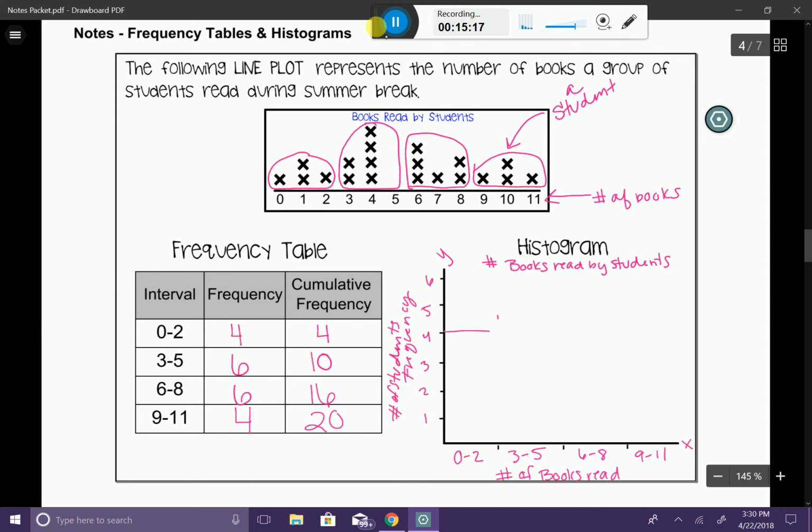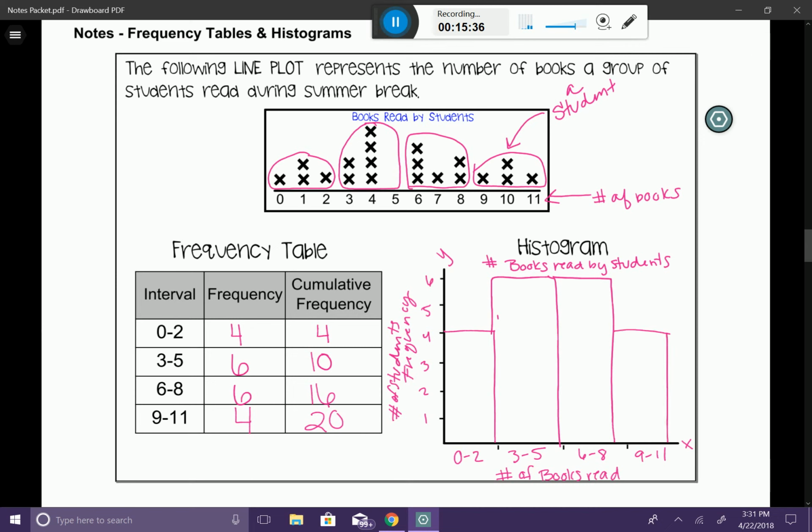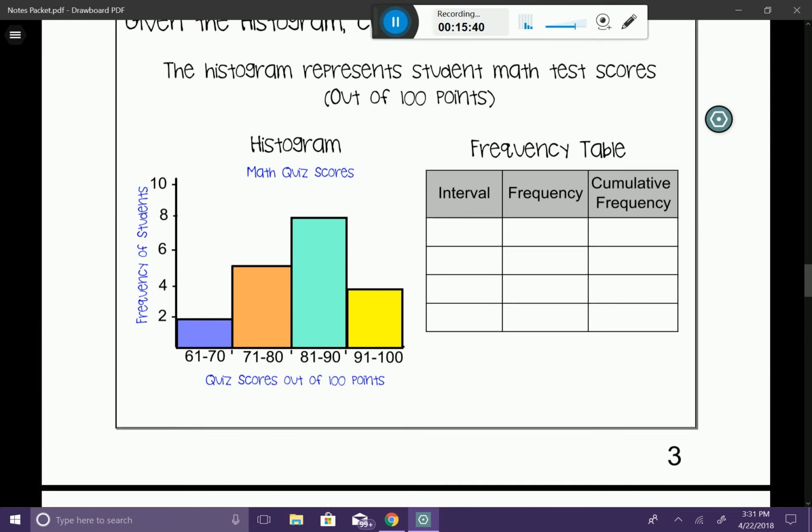So I'm going to go ahead and draw my bar. 3 to 5 is going to be all the way up to 6. 6 to 8 is going to be another 6. And then 9 to 11, that's going to be back down to 4. Sorry, my bars are a little bit off, but that's going to be my histogram for this line plot. Okay, I think I have one more here for you.